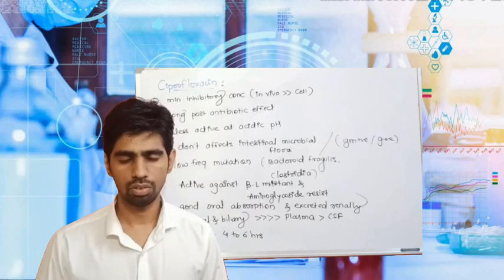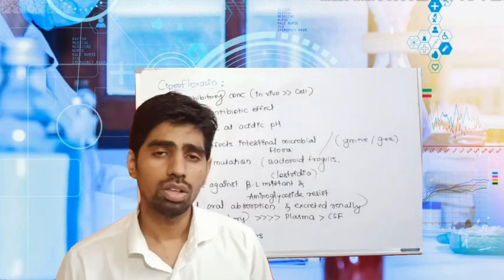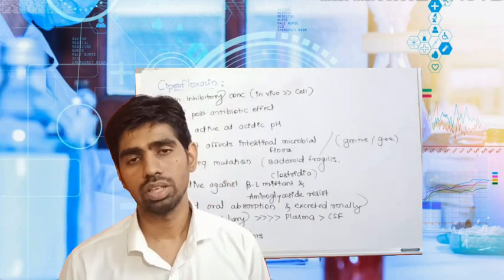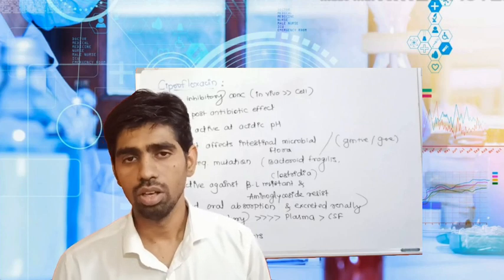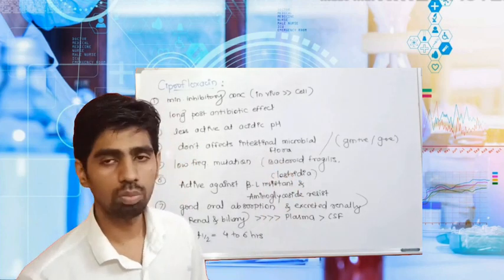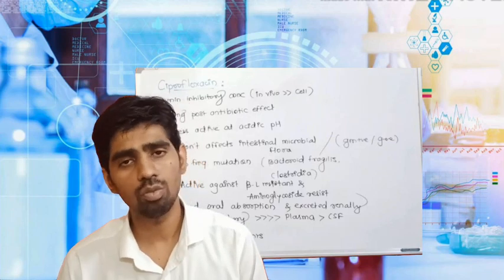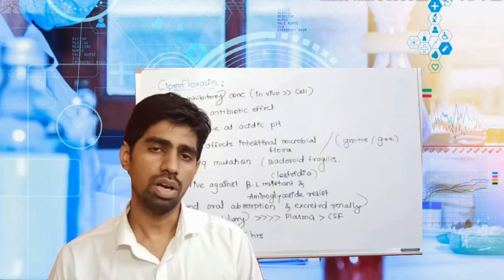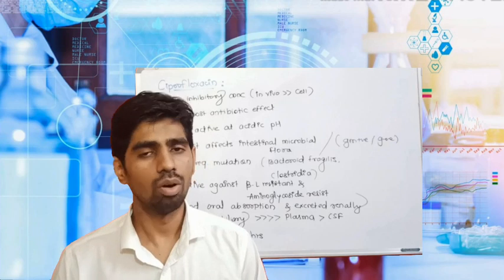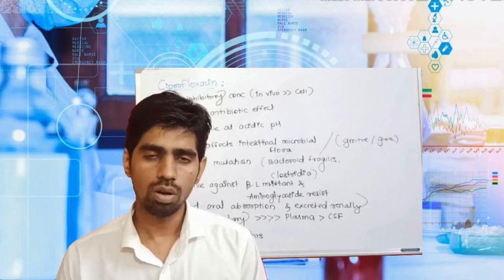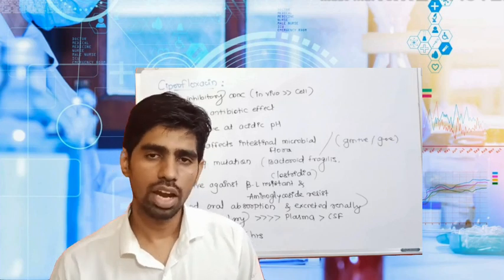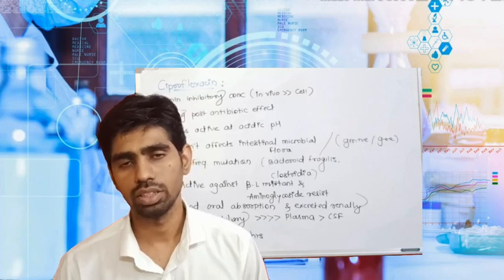Now listen to me carefully. First of all, consider the GIT, the gastrointestinal tract. Here intestinal microbial flora is not affected, so chances of drug-induced diarrhea will be lower, but nausea and vomiting may occur. So only nausea and vomiting are the adverse effects associated with the GIT.